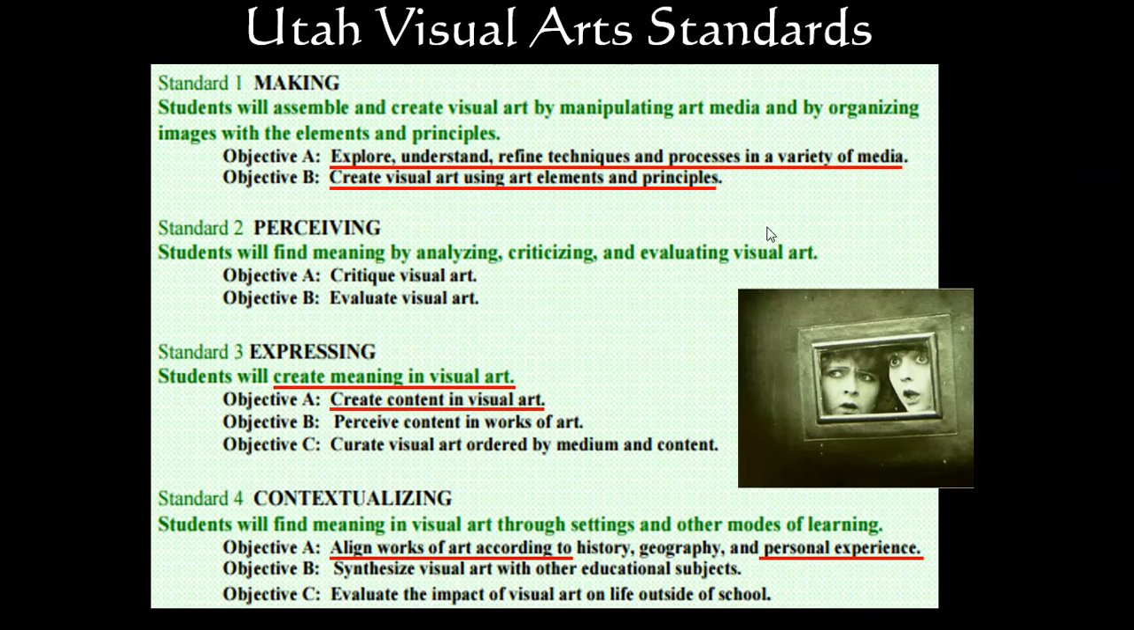Let's talk about the Utah Visual Art Standards. We're looking at Standard 1, Making. Today this is where we assemble or create visual art by manipulating art media and by organizing images with the elements and principles. We're exploring, understanding, and refining techniques of photography, and we'll also be getting into Gimp and learning how to do color balance. We'll also be using the rule of thirds, which is going to help us with the principles of design, creating a balanced, interesting, energetic image.